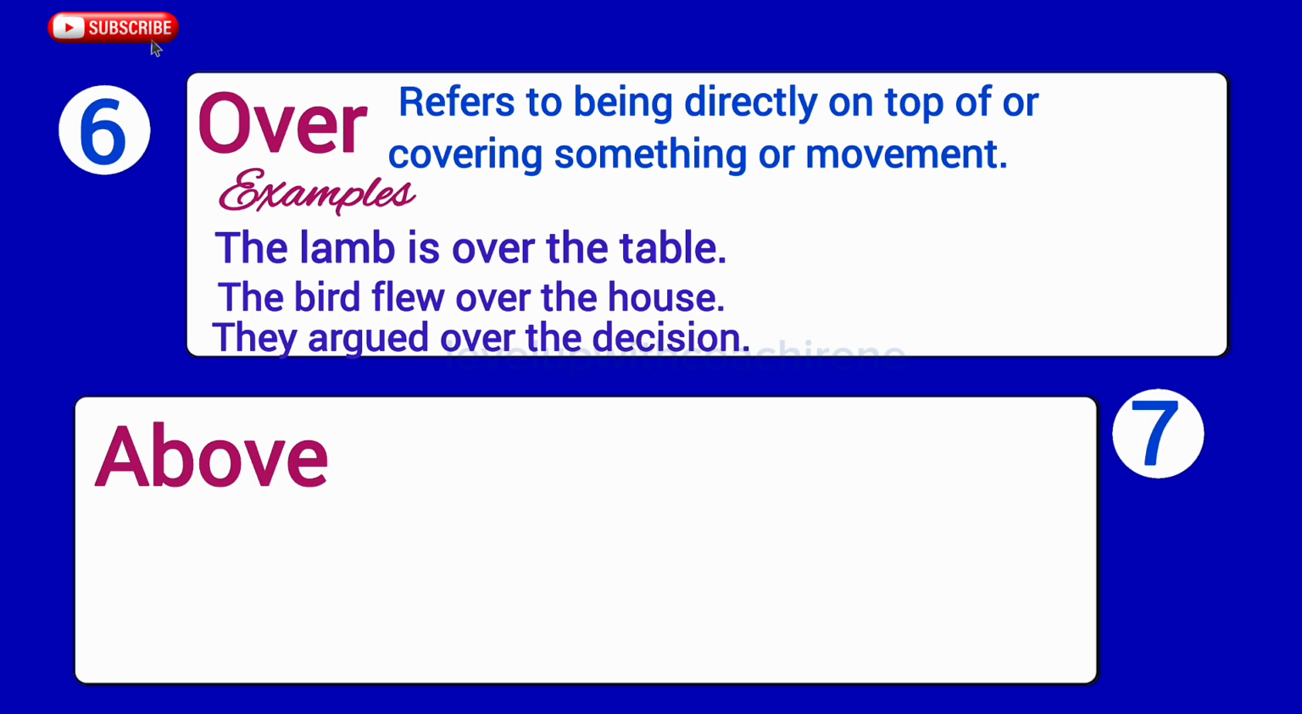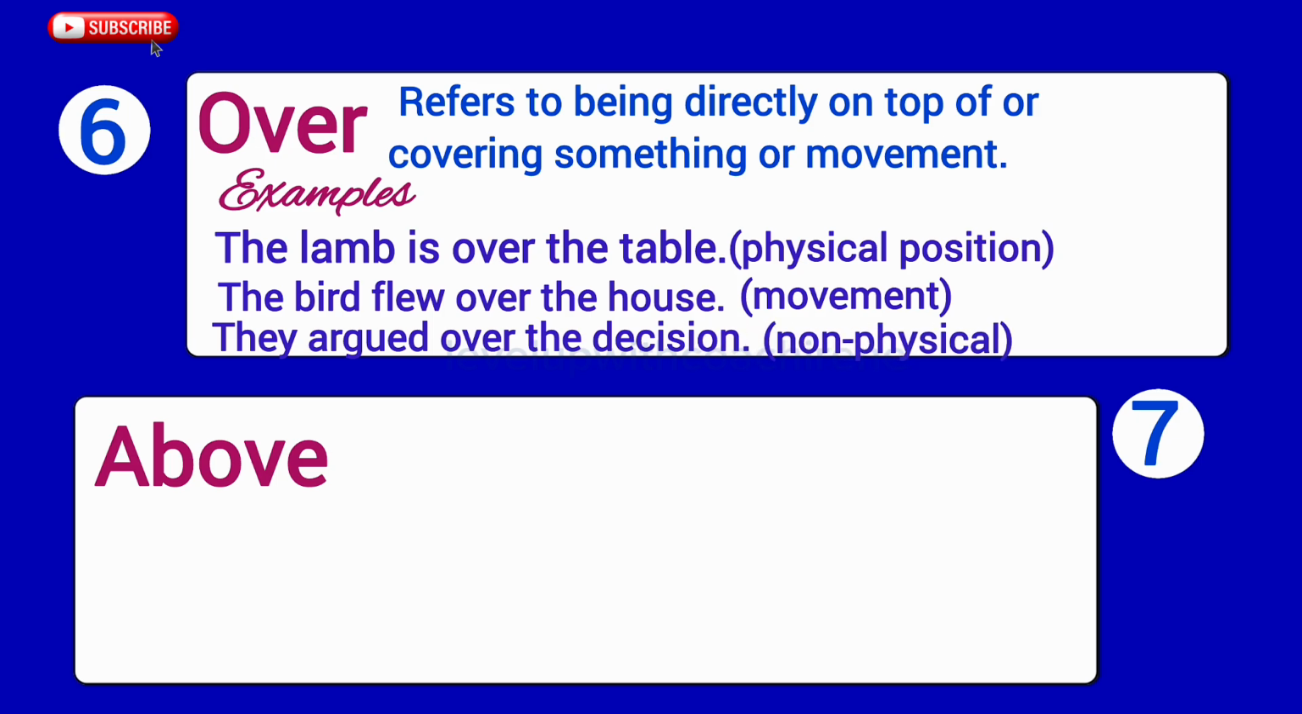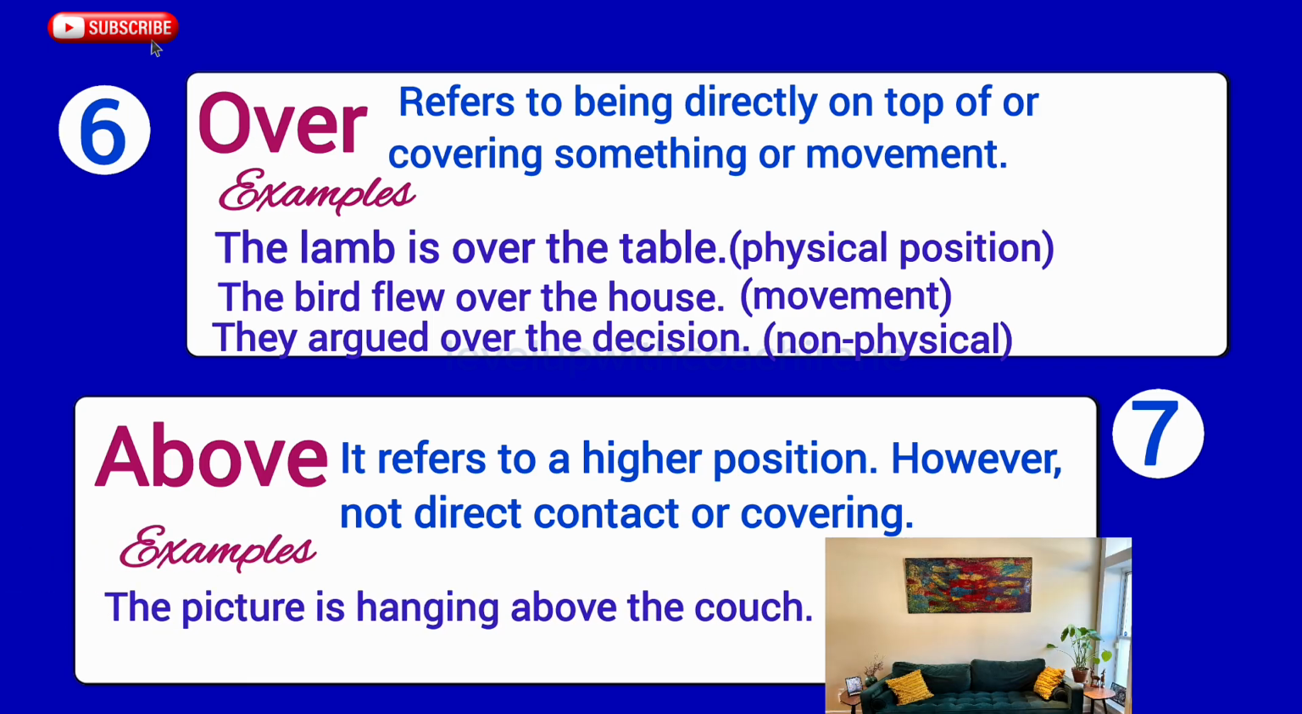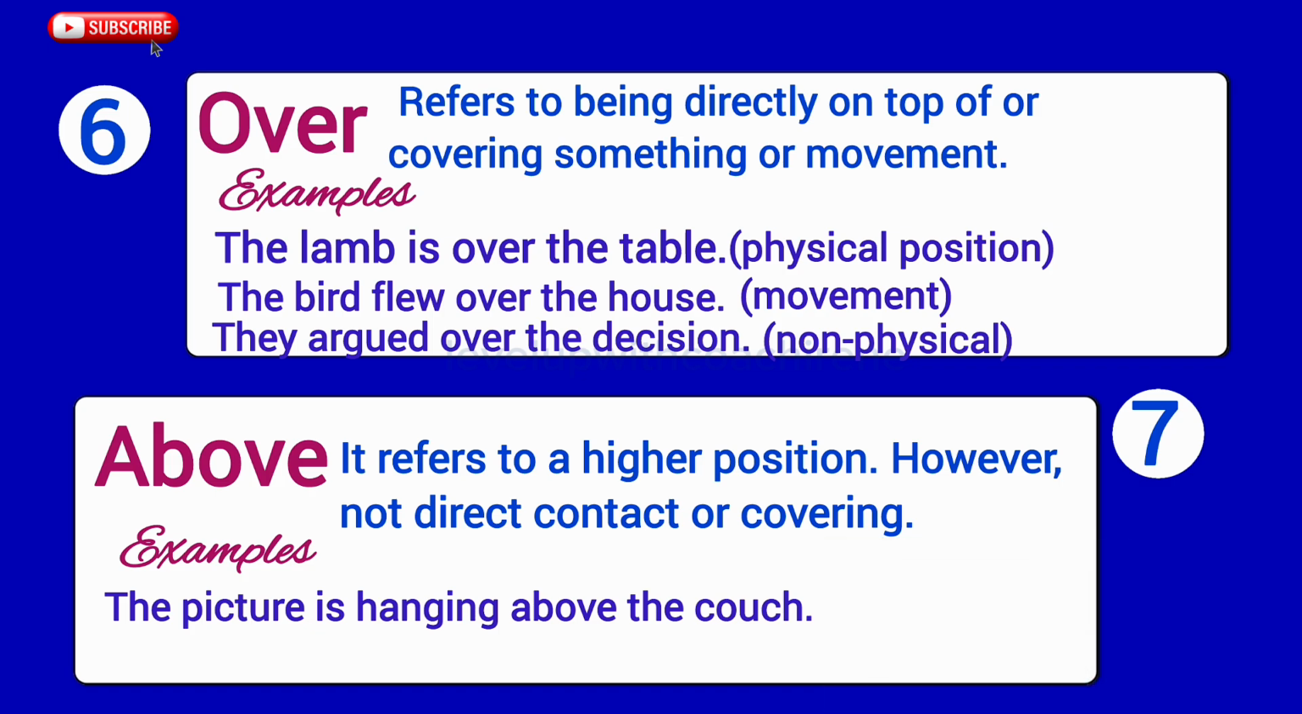The first example talks about physical position, the second, movement, the third, non-physical. Let's talk about above. It refers to a higher position, however, does not imply direct contact or covering. It is typically used in static situations not involving movement. Example, the picture is hanging above the couch. This implies that the picture is higher than the couch but not directly covering it.